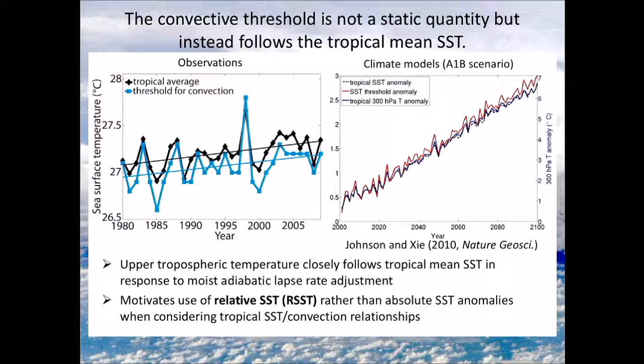So that's why the free tropospheric temperature can closely follow a single quantity like the tropical mean SST so well. And so that motivates the use of the relative SST rather than absolute SST. So the convection and relative SST relationships are more stable than convection and absolute SST relationships. And so this might not be too important if you're just looking at data over a period of a few decades, but if you're looking over longer periods when changes in tropical mean SST can be important relative to the interannual variability of Eastern Pacific SST, then I think using relative SST can be more useful.